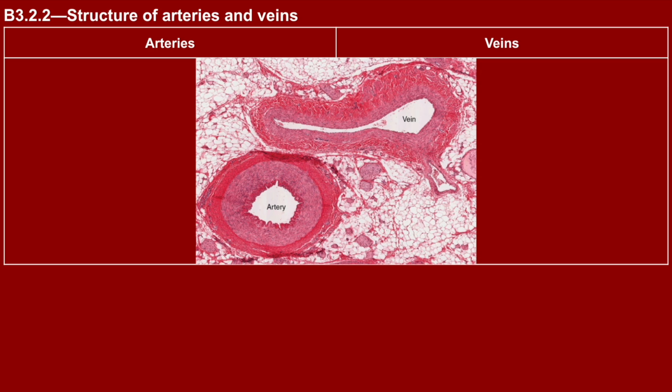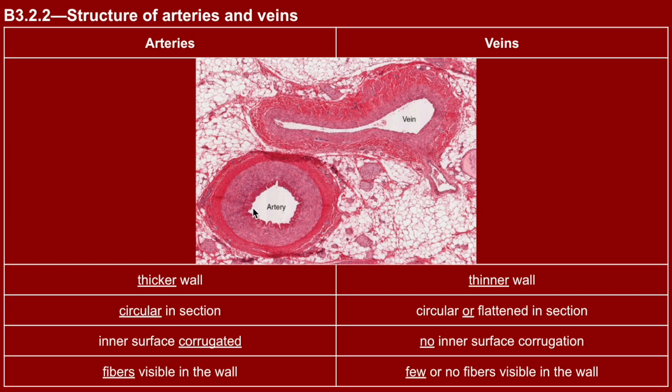Now, you may be asked to identify an artery and a vein in a micrograph, and there's some things that you should look for. First of all, arteries tend to have a thicker wall. Remember, arteries are moving blood away from the heart, and so when the heart contracts, that blood is moving out at high pressure. That's a glob of high pressure blood, and that artery is going to need to be elastic and be able to stretch as that big glob of blood moves through it.